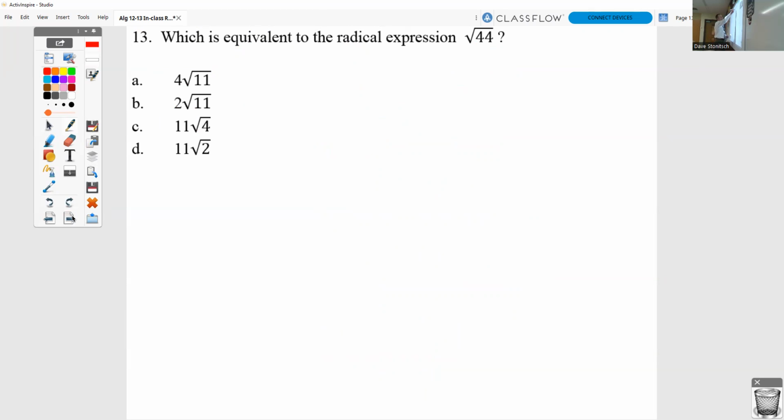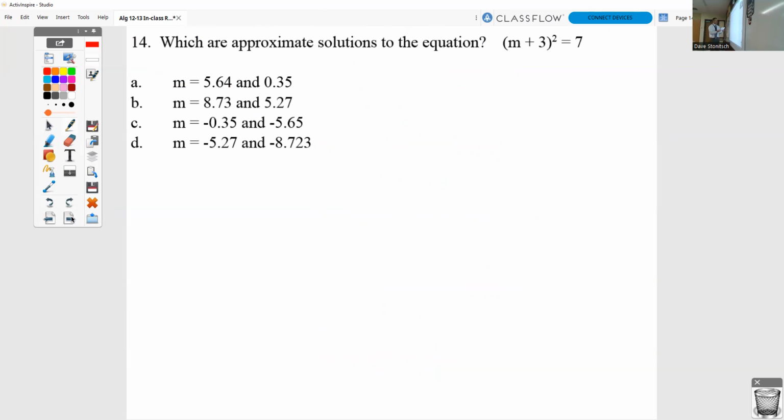Simplifying 44, 44 is really 4 times 11. Cross off the 4, bring out the 2. So it is 2 radical 11. That's an easy one. Question number 14, what are the approximate solutions to this?